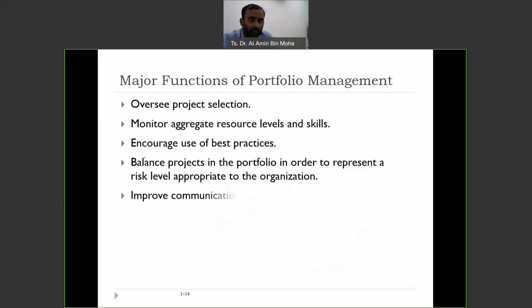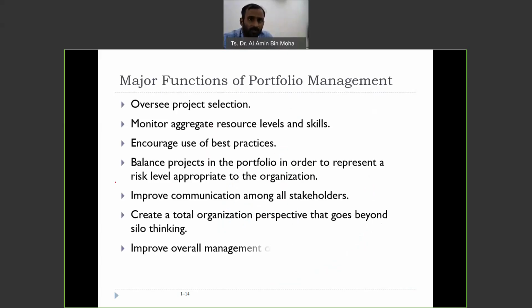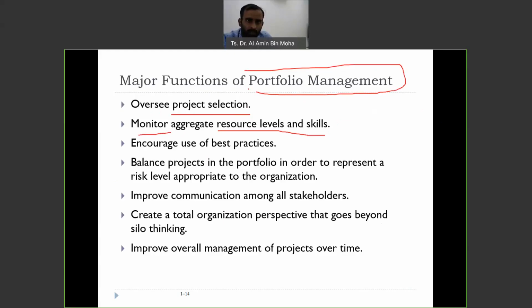So here are the major functions of portfolio management. That's fine, you can read this. Basically, it is to oversee the project selection, to make sure you select a good project, the right project, and you monitor the resource level and skills, the people with their capability, their knowledge, what they can do, and also the experience. So this is portfolio management. If they say, can your company do this? Yes, we have the expert on this, and on this.